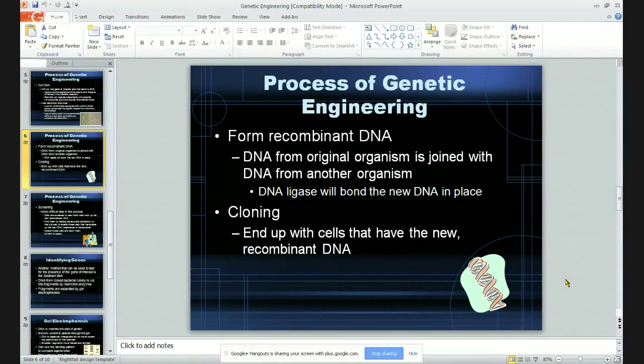The third step is going to be cloning. With cloning, you're going to just replicate the DNA over and over and over again. So you have many cells with that new recombinant DNA.